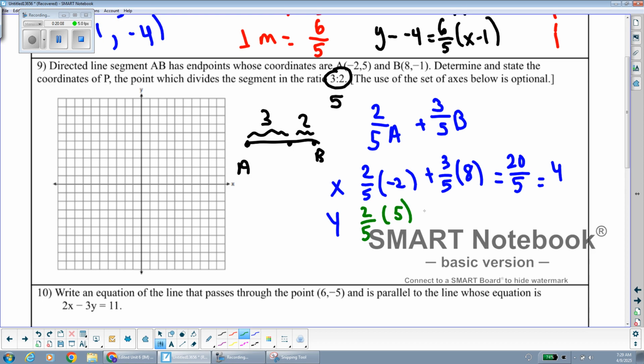And now for the y coordinate, A gets the 2/5 fraction, so it's multiplied by 2/5. And the y coordinate from B gets the 3/5 fraction. And you can use your calculator for this. That's 10 over 5, and that's negative 3 over 5. So that is 7 over 5.